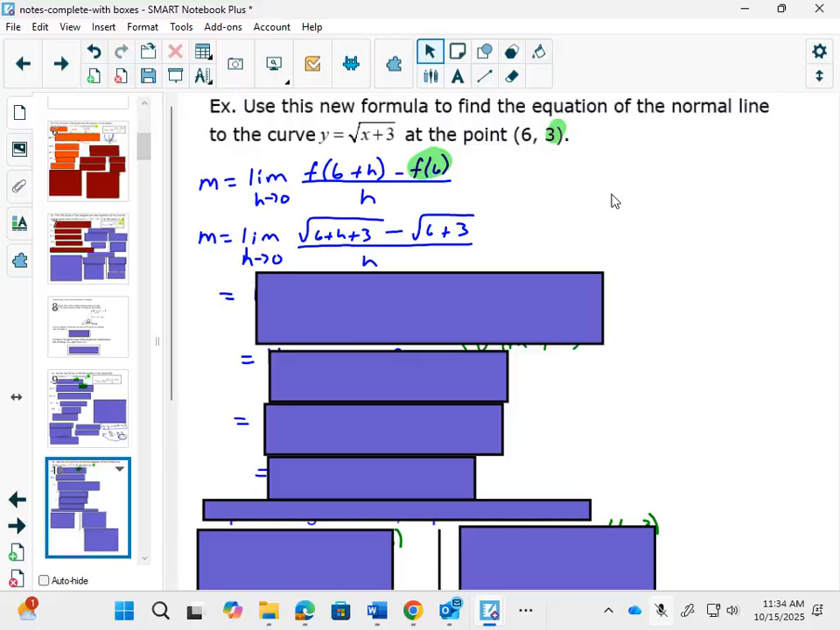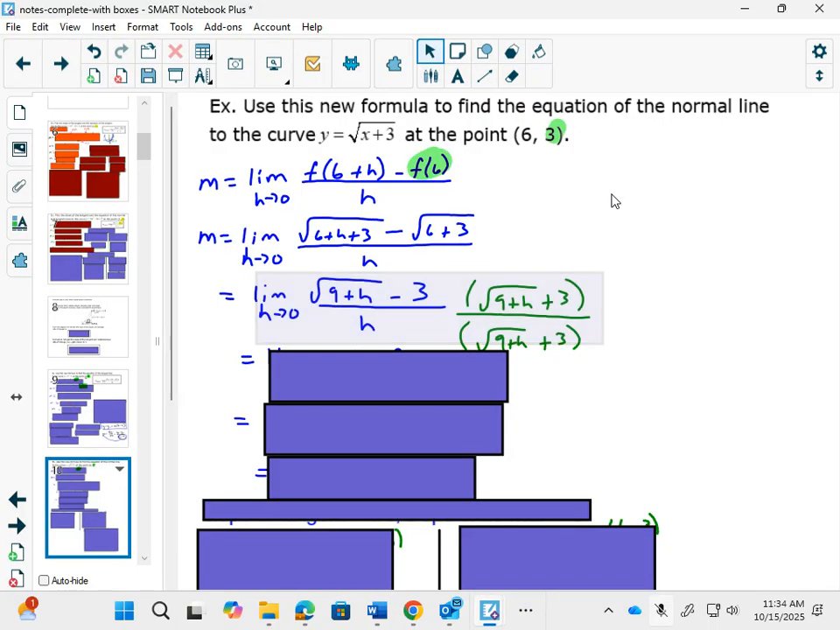How did we do these kind of limits with square roots? We have to multiply by the conjugate. Absolutely. Now, when multiplying by the conjugate, and you've done a bunch of these already, I want to get rid of that h. That's what's causing me problems, because then when h goes to 0, that causes me to divide by 0. So in the bottom, I would leave it factored out and not multiply it out.